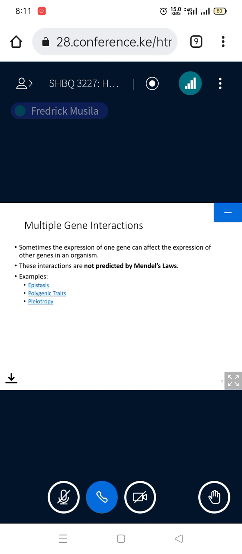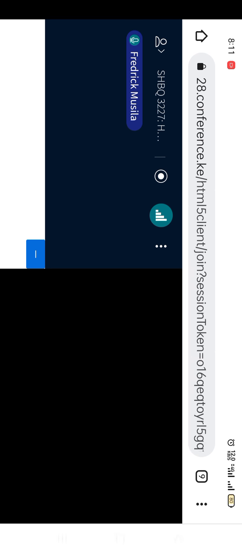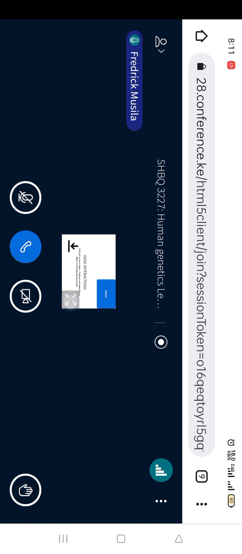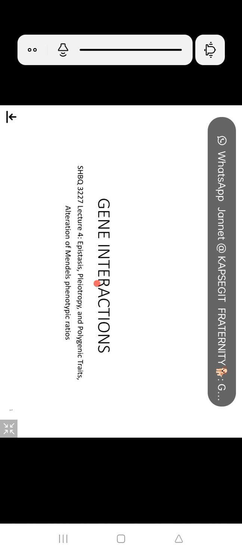Genes actually interact. Under this, we're going to talk about one form of gene interaction, which is epistasis. Then the other ones are pleiotropy and polygenic traits. Those are the three main ones. There are so many gene interactions, but we are going to focus on these three. We also look at factors which affect Mendel's phenotypic ratios, because some of the gene interactions are the ones which affect Mendel's phenotypic ratios.